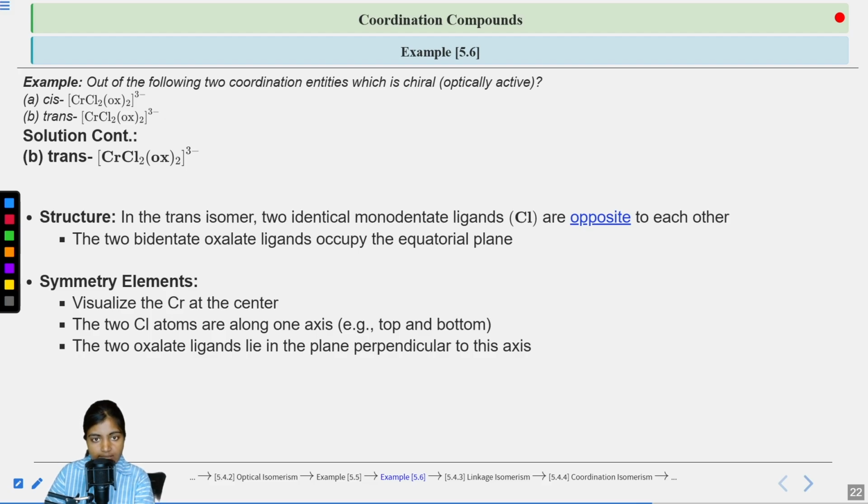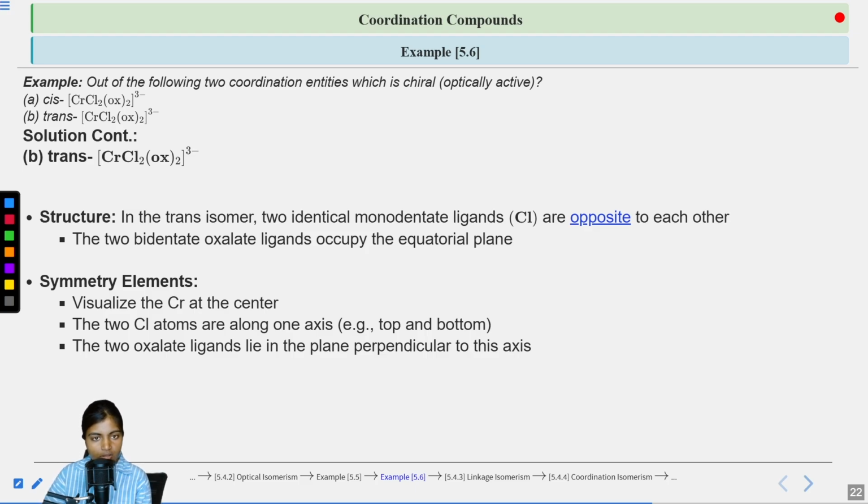Now the two oxalate ligands lie in the plane perpendicular to this axis. If you imagine in 3D, we have an octahedral complex in the trans form, where along the axis you have placed two chlorine atoms and the remaining sites will be occupied by the bidentate oxalate ligands. So let's say at the top and the bottom, if you are putting the chlorine atoms along this axis, the two oxalate ligands lie in the plane perpendicular to this axis, right? Because the remaining bonds will be present there.